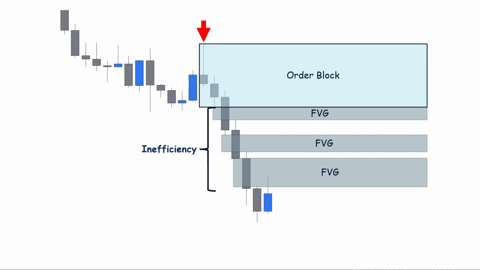Now this might make the trading zone and our stop larger. Still, later in this video, I'm going to show you how to optimize your entry in situations like this to enter at a better price.